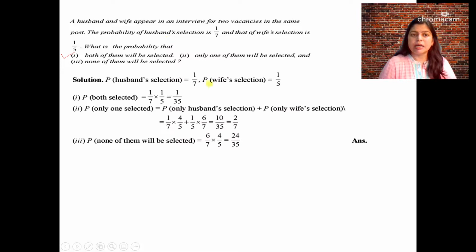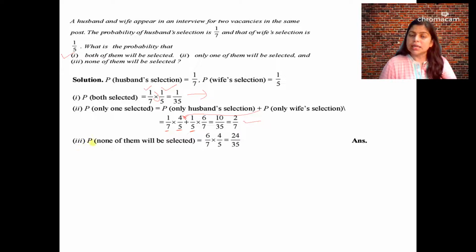So what will be the answer? Both will be selected, that means the husband is selected and the wife is selected. So this would be the answer. Second is, only one of them will be selected. So that means either the husband will be selected or the wife will be selected. If the husband is selected, definitely the wife will not be selected, or, this is the plus sign. And the second case is if the wife is selected, then the husband will not be selected. So this is the mutually exclusive case, and likewise you can get the answer.